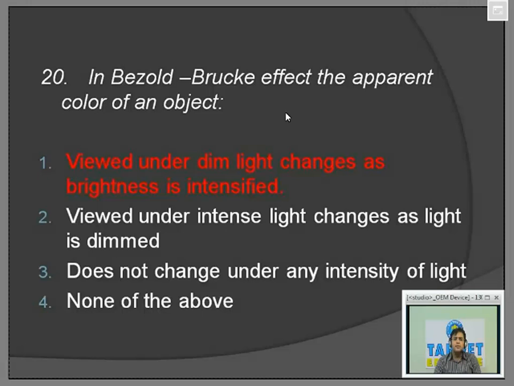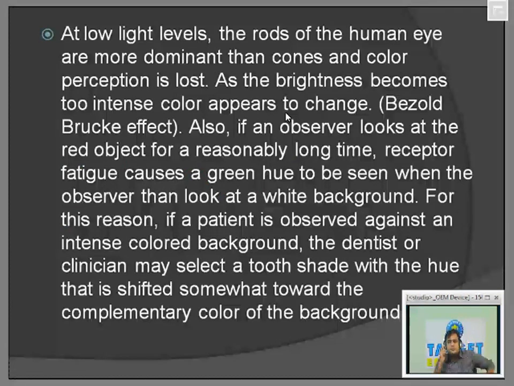In Bezold-Brücke effect, the apparent color of an object viewed under dim light changes as the brightness is intensified. At low light levels, the rods of the human eye are more dominant than the cones, and color perception is lost because rods are only sensitive to dim light. The cells in the retina responsible for color vision are only the cones. So as the brightness becomes too intense, color appears to change. So this effect is called Bezold-Brücke effect.